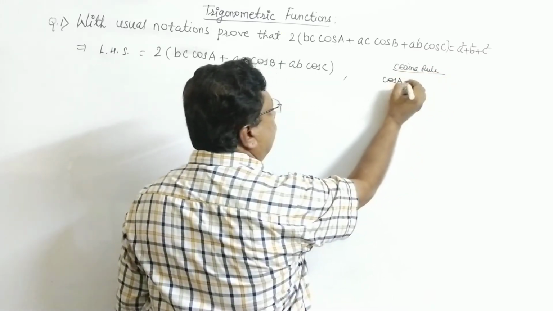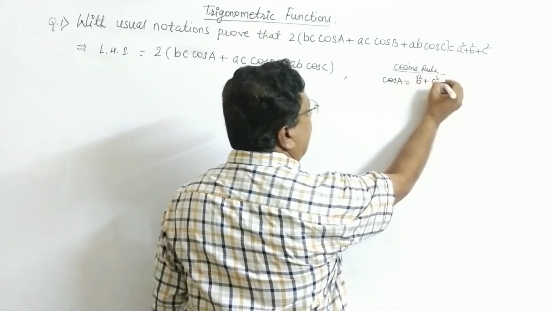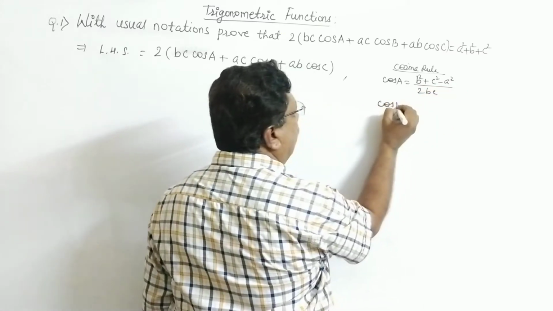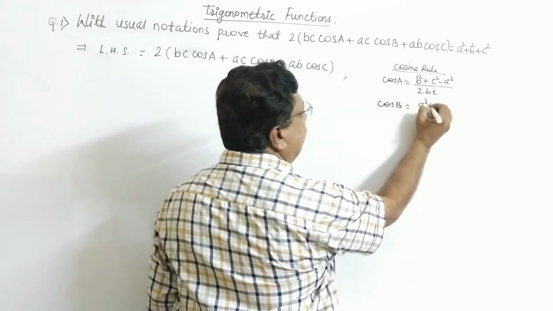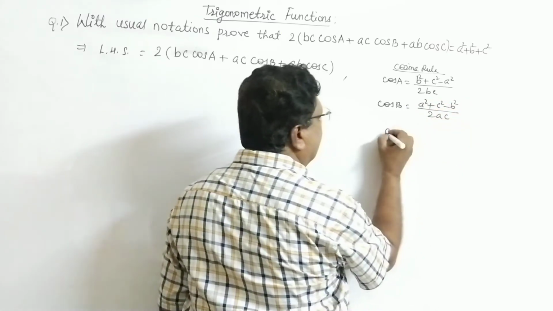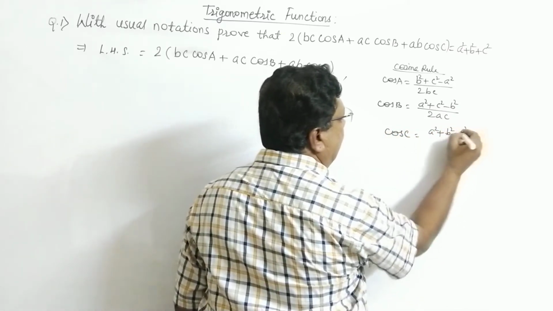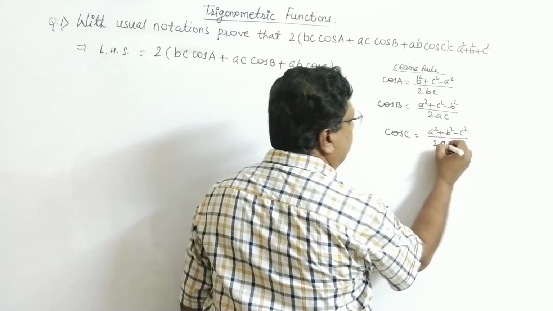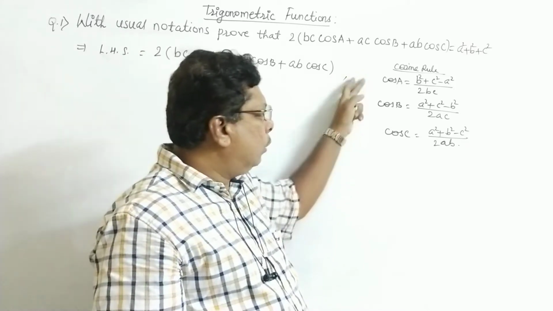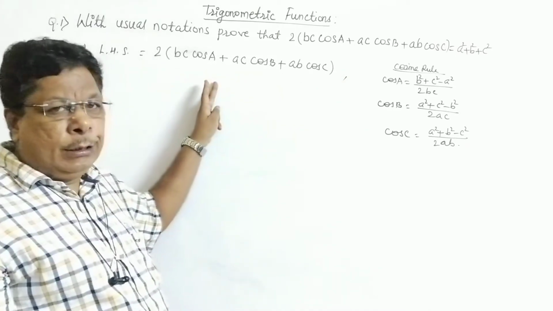Cos A is equal to, what is the value of cos A? That is B square plus C square minus A square upon 2BC. What is the value of cos B? A square plus C square minus B square upon 2AC. Similarly, cos C equals A square plus B square minus C square upon 2AB. Okay, these are the values from the cosine rule: cos A, cos B, cos C. Substitute all these values in LHS.